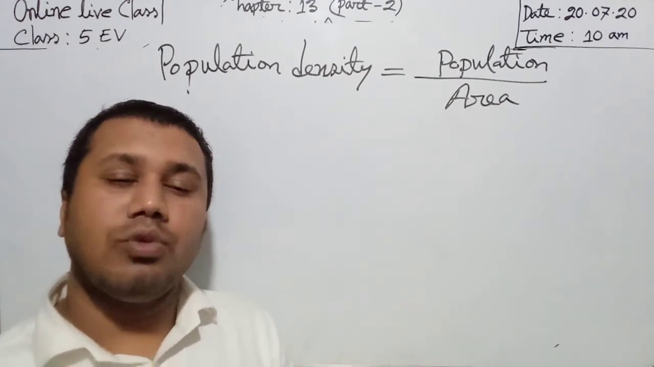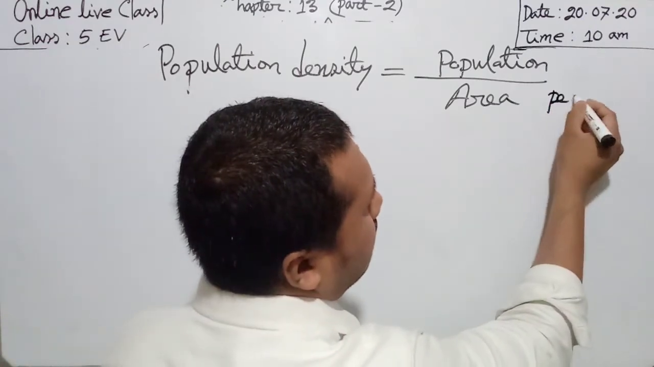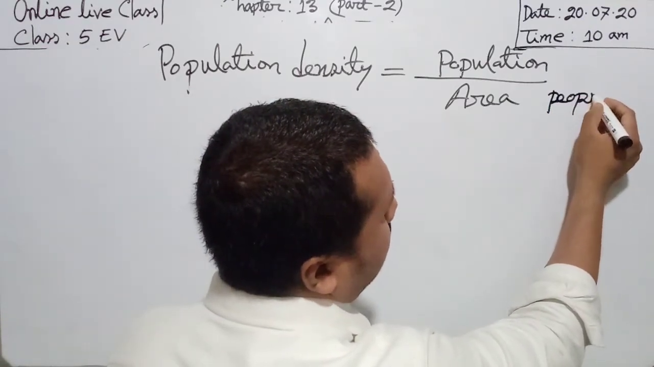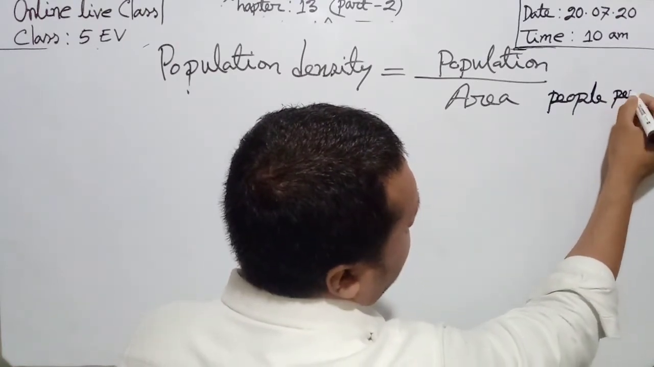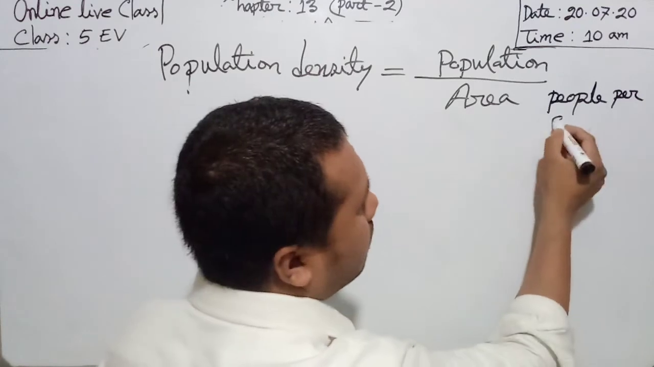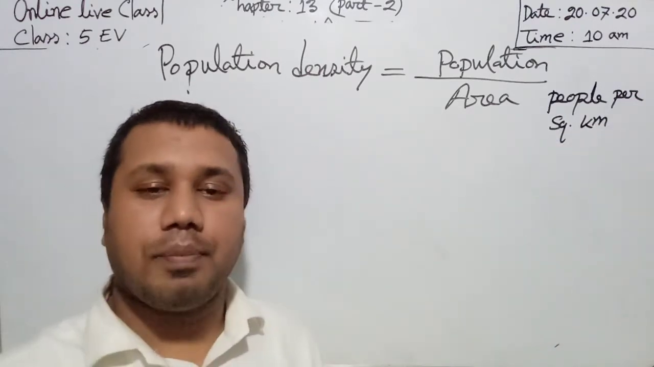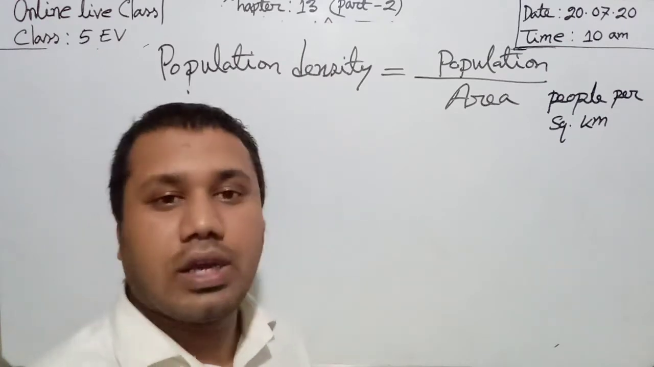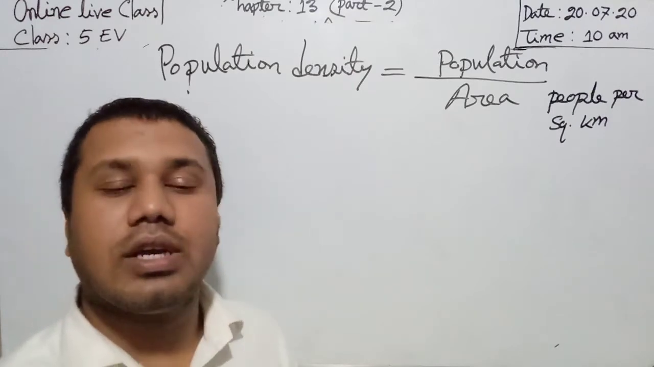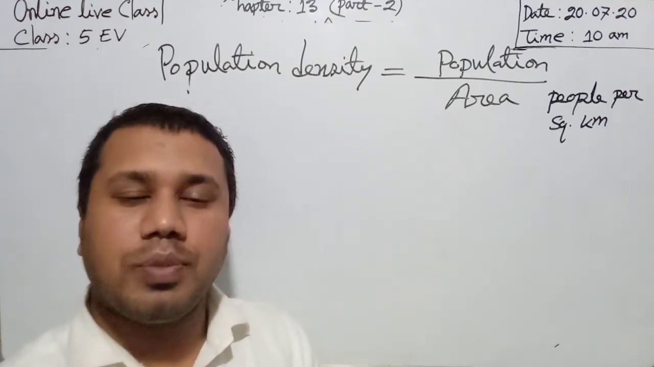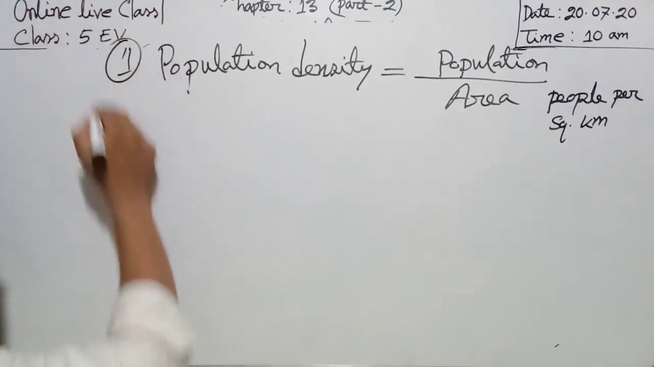And what is the unit of population density? You have to write people per square kilometer. And you know what is the meaning of per? Per means 1. Per square kilometer, that means 1 square kilometer. Clear? So people per square kilometer, this is the unit of population density. So this is formula number 1.